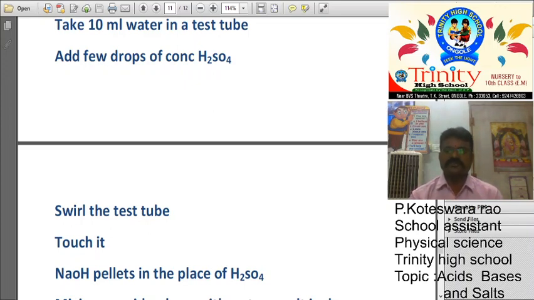Concentrated, CONC, we already told. Diluted, DIL. CONC means concentrated. H2SO4, sulfuric acid. We want to add it dropwise. In the test tube we already took 10 ml of water. I already told you we are using concentrated solutions, so it is better to use a pair of tongs. Otherwise they may fall on our finger. Add concentrated sulfuric acid dropwise.